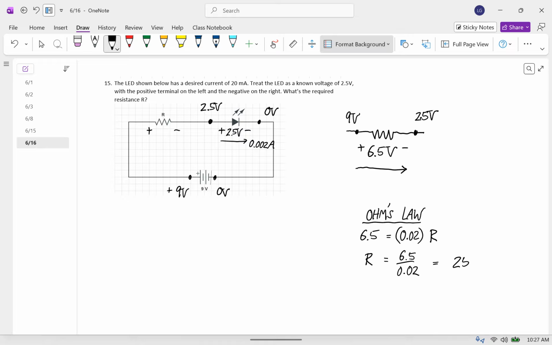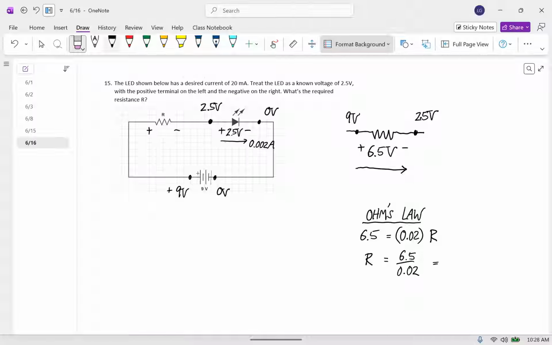And so that's 25 ohms. Oh, nope, that didn't seem right. 250 ohms. Nope, that's not right either. 6.5 over 0.02. 325. So it's basically exactly our 330 ohm resistor that we have in the kit.